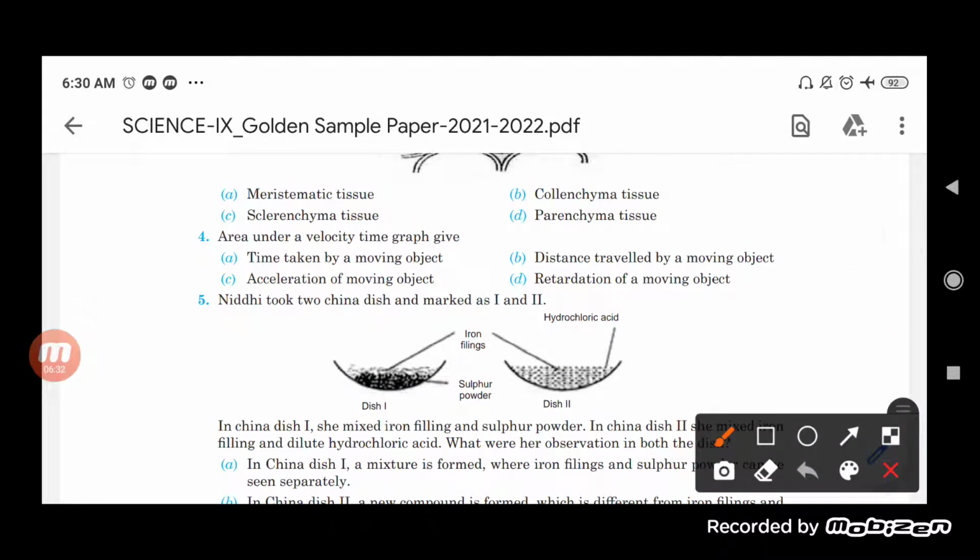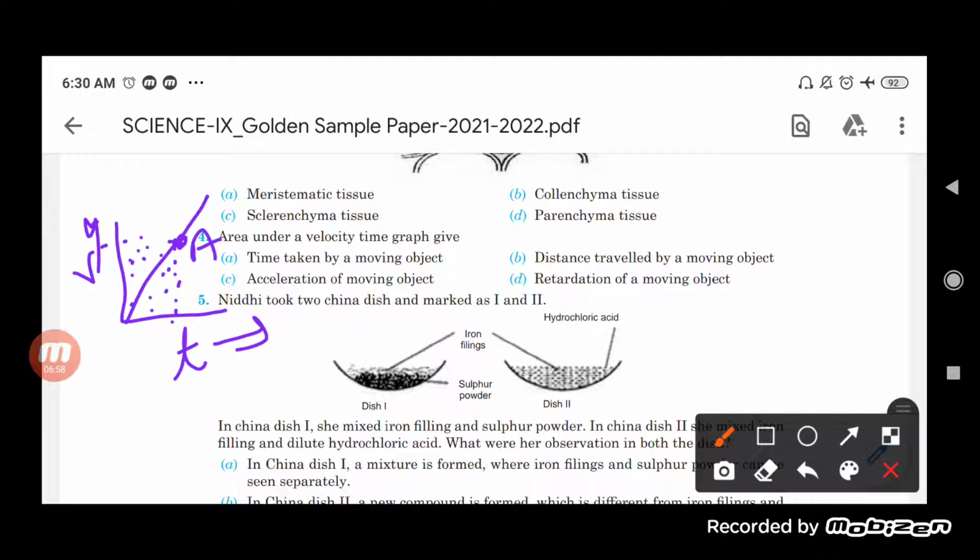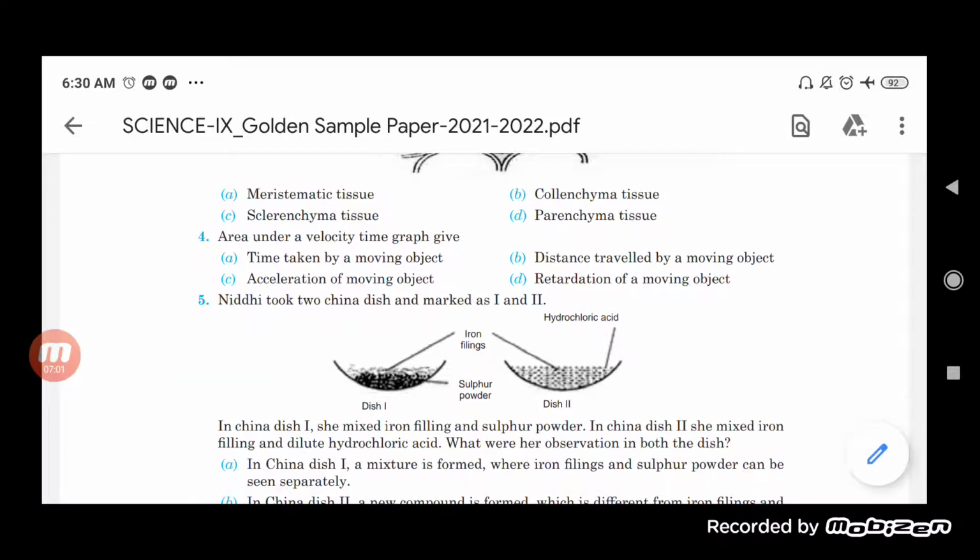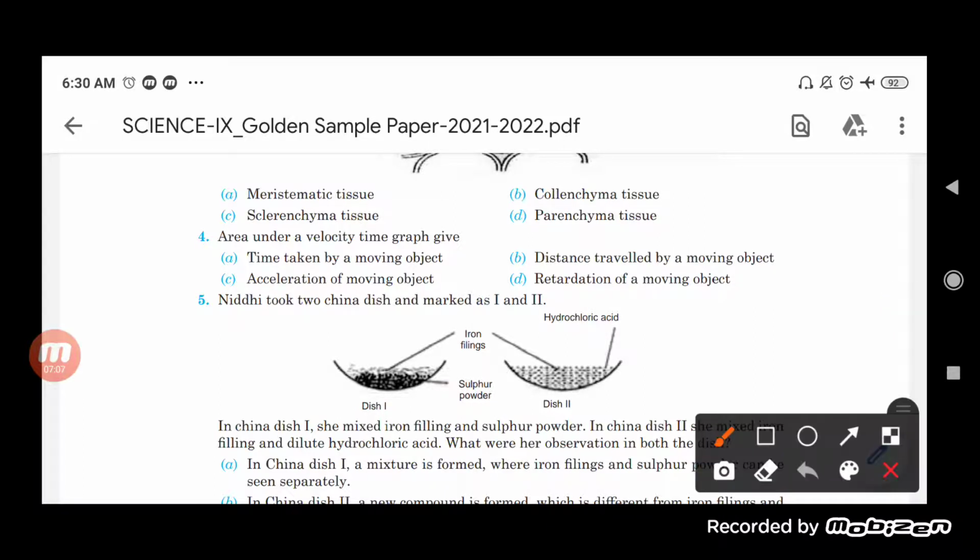Now see here, students, if this is a velocity time graph, this is V and this is T. If this is a slope, it will be acceleration. If just the opposite kind of slope is there, that will be retardation. Now suppose we point here A, and join it, and then join it again from here. The area in between the slope and the graph is the distance traveled by the moving object. So option B will be the correct option, that is distance traveled by a moving object.